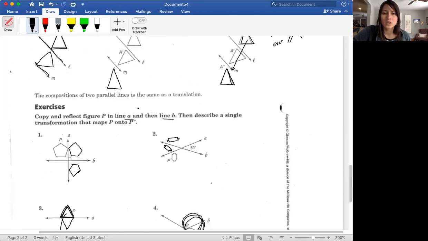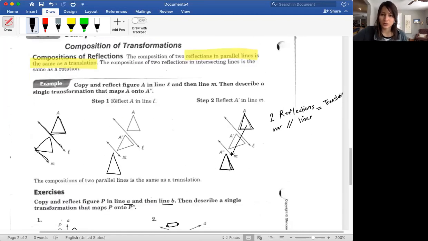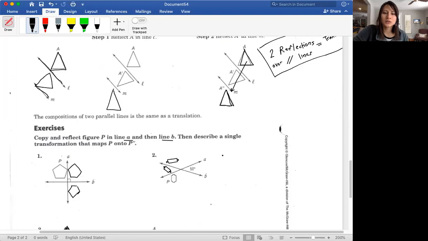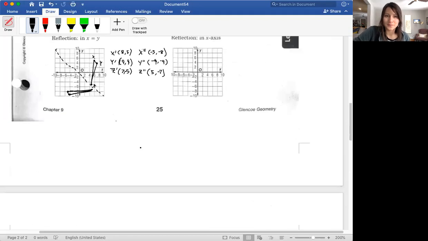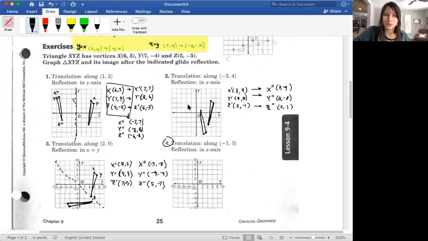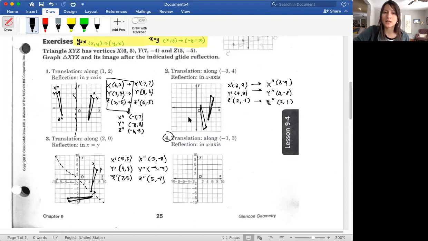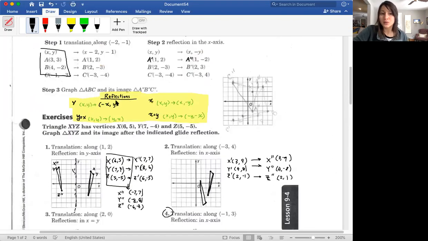So you will need to know this truth. Two reflections over parallel lines is the same thing as a translation, but you will not be tested over drawing these perfect reflections, okay? You will need to know how to do glide reflections on a coordinate plane, but as long as you know how to do a translation and a reflection, you should be good.